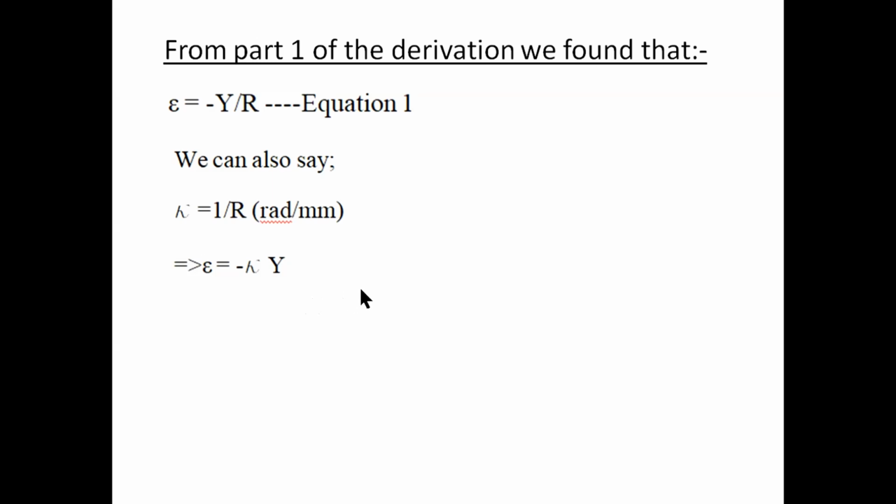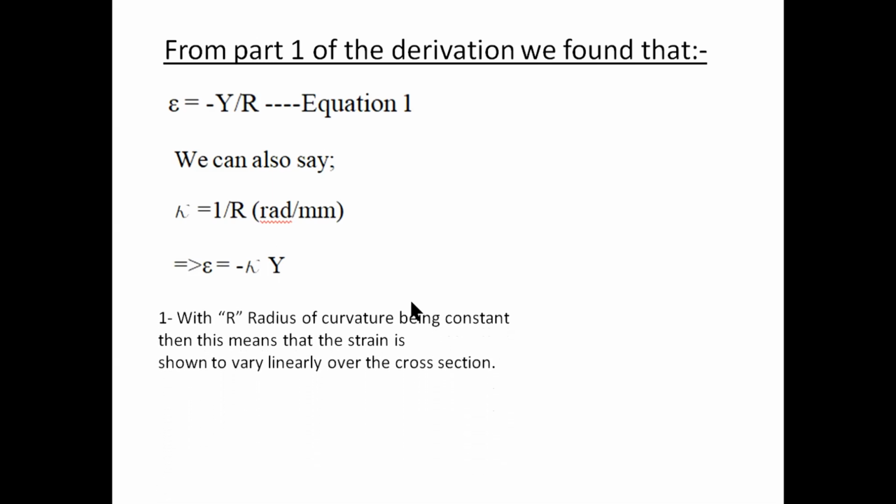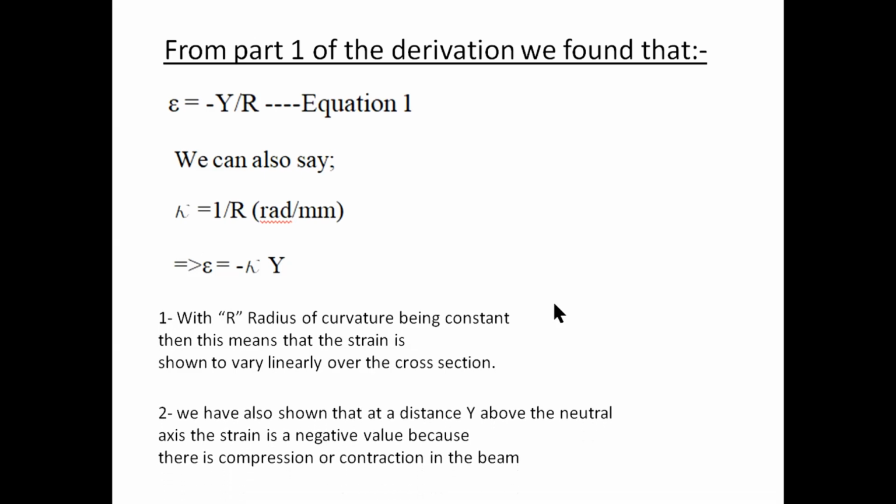Here we go. We have come up with another relationship between the strain, curvature, and a distance y from the neutral axis. We've also derived two other important concepts. One, with the radius of curvature being constant, this means that the strain is shown to vary linearly over the cross section. And two, we have also shown that at a distance y above the neutral axis, the strain has a negative value because of compression or contraction.